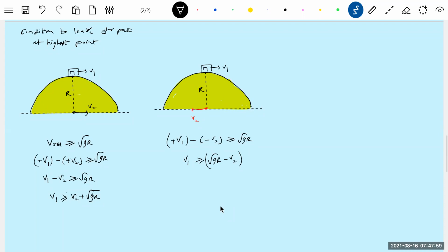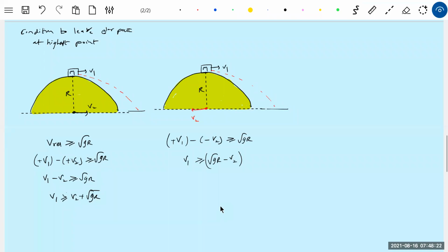If it is greater than or equal to root gR plus v2, it is going to leave the circular path at the highest point. So what is the condition required? The condition required, I am showing the path. Simple relative velocity concept is what you are supposed to apply. Somewhere in matching type questions they will ask you a question like this.